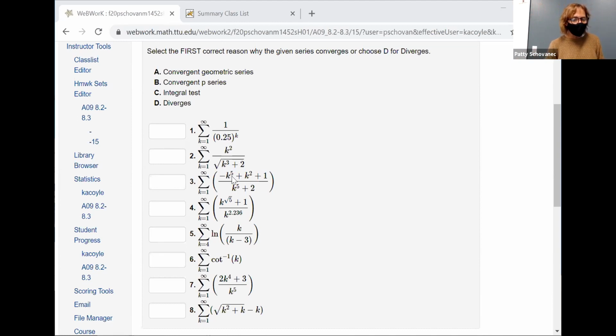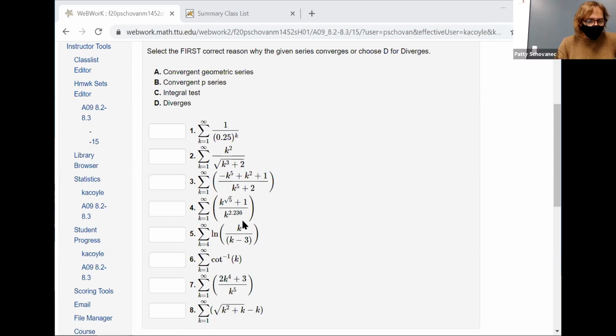Okay, let's try the next one. The highest power on top and the bottom is k to the 5th. So what's the limit as k goes to infinity? 1, or a -1, but it's not 0. If the limit is not 0, the series diverges. So that one diverges.